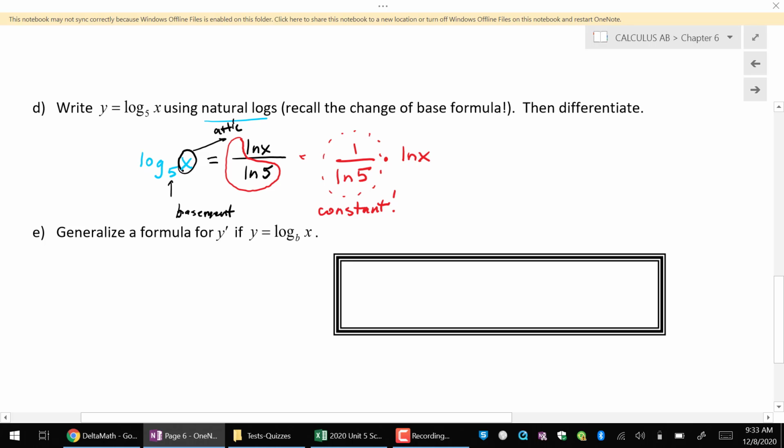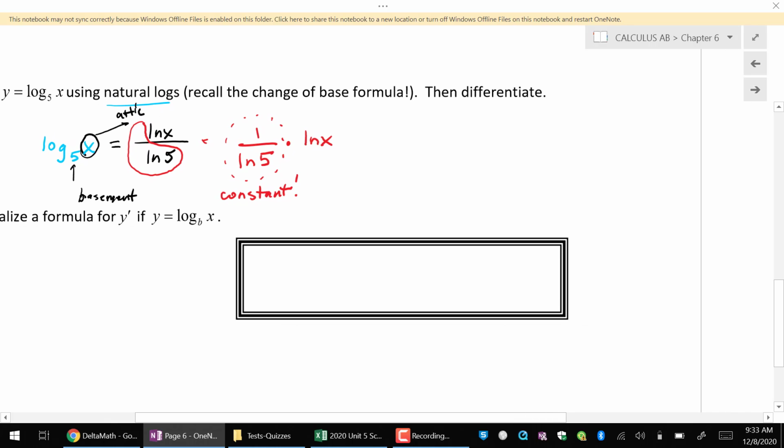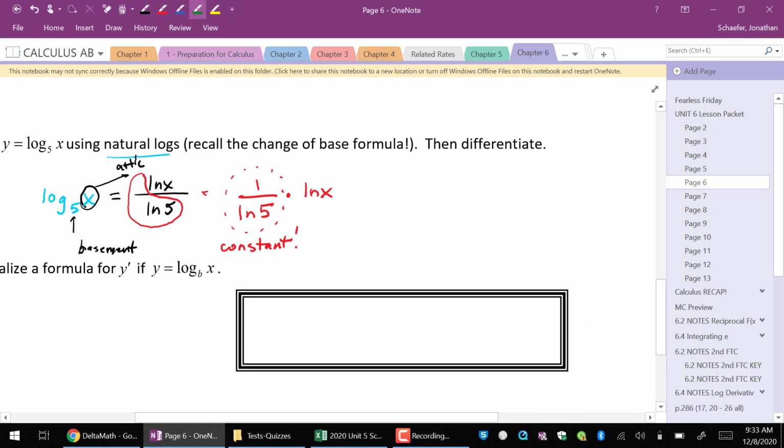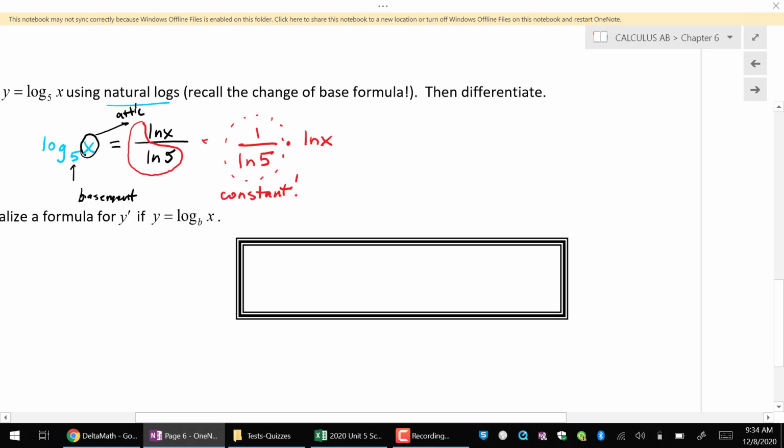And the reason that's important is because when I now go to write the derivative of this expression, well, then f prime of x, a constant times a function, is simply going to be the constant, that same constant, times the derivative of that function. And the derivative of my ln x is 1 over x.